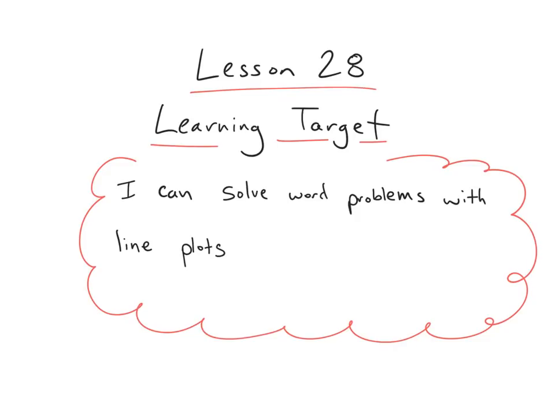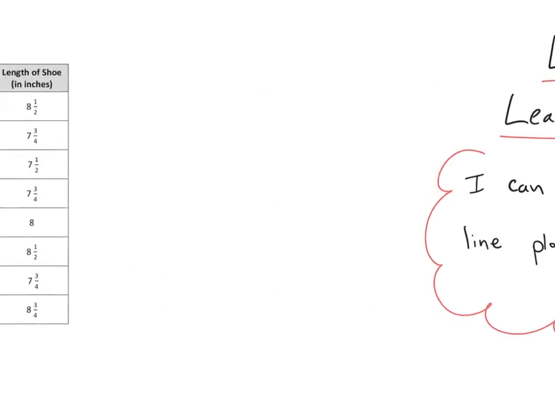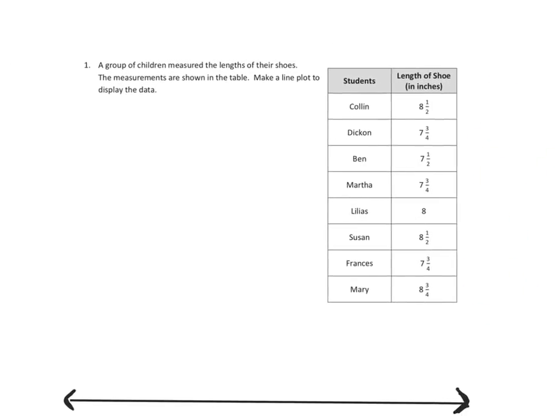This is a video lesson for Module 5, Lesson 28. The Lesson 28 learning target is I can solve word problems with line plots. So today's lesson is going to be just a quick tutorial about how to set up and interpret line plots. And so we're going to get started with just one problem today. That's all we have in today's lesson.